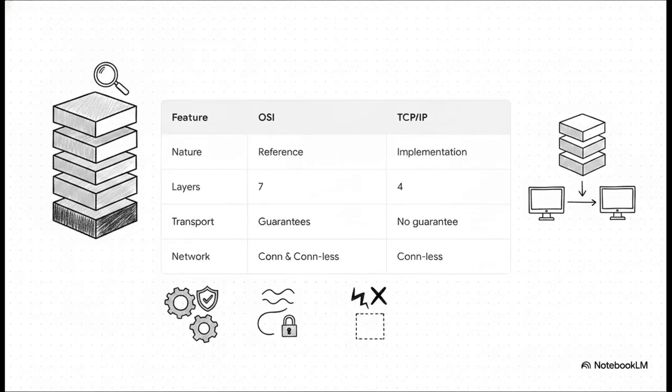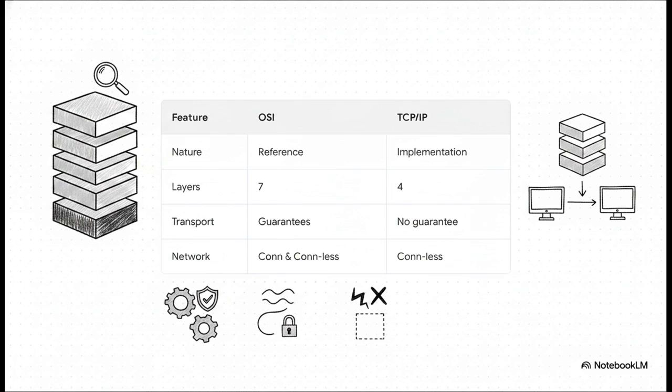Let's walk through some of the strict, highly testable differences between the two. First off, OSI is a generic protocol-independent reference tool, whereas TCP/IP is a very practical, protocol-dependent implementation. You definitely need to know the layer counts for the test. OSI has 7, TCP/IP has 4.